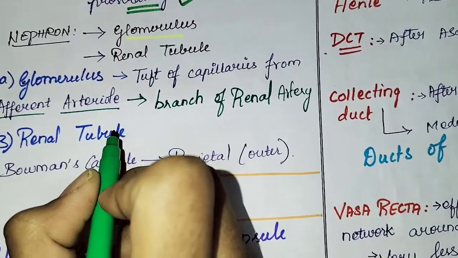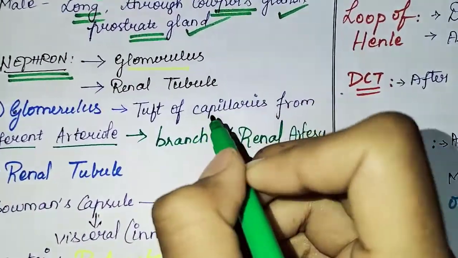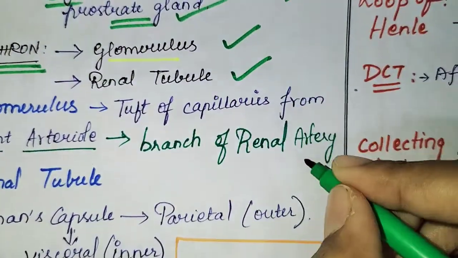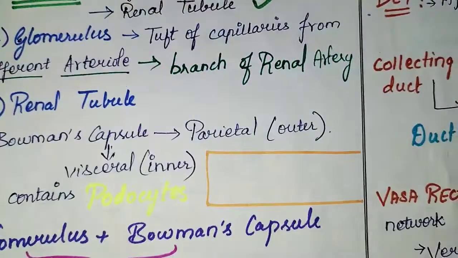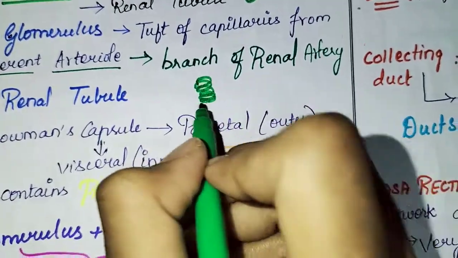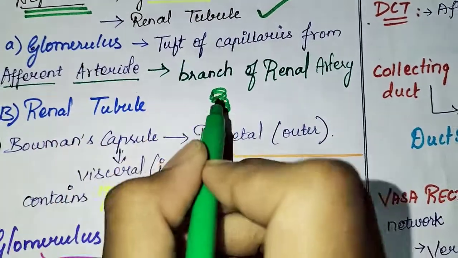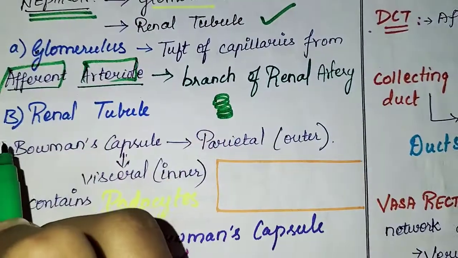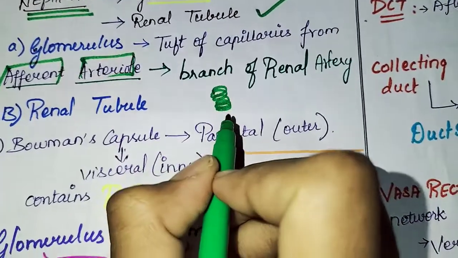Next we will enter into the functional unit of our kidney, the nephron. Nephron has two major regions: the glomerulus and the renal tubule. First we will see about the glomerulus. This glomerulus is also known as a tuft of capillaries, a group of capillaries bunched together. These capillaries arise from the afferent arteriole. Keep that in mind. The afferent arteriole gives the glomerulus, the tuft of capillaries.